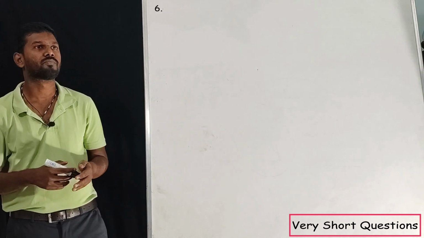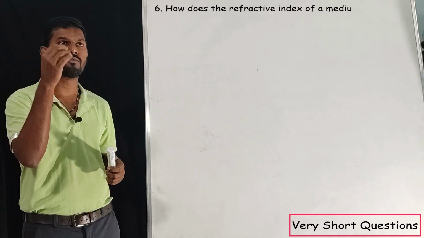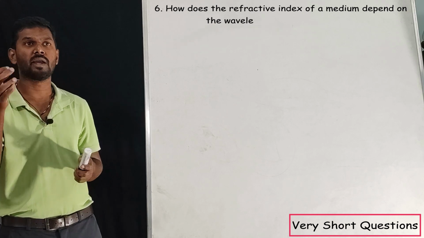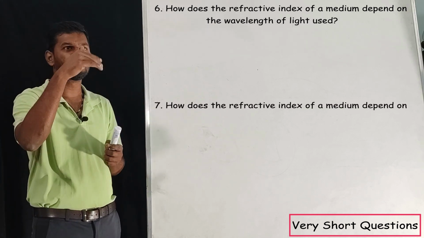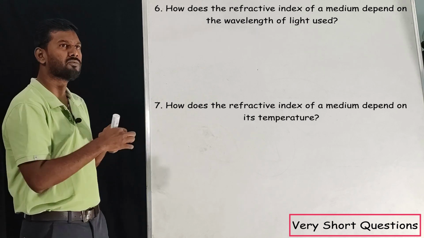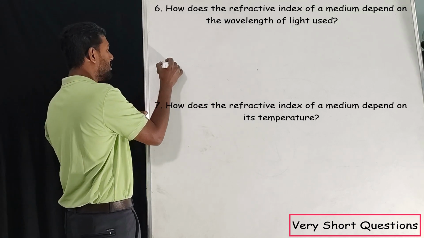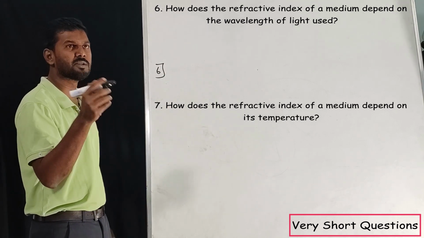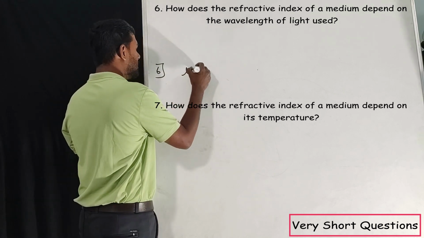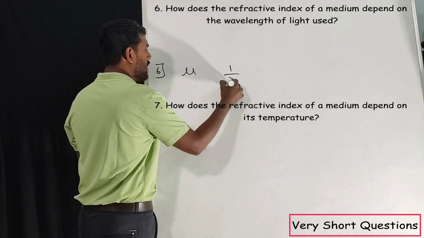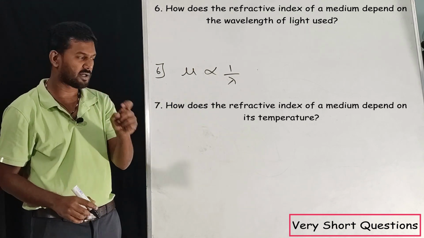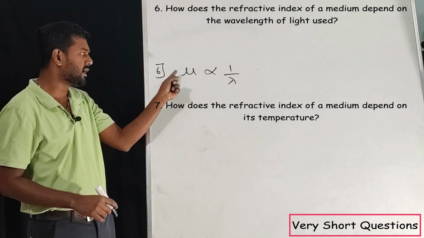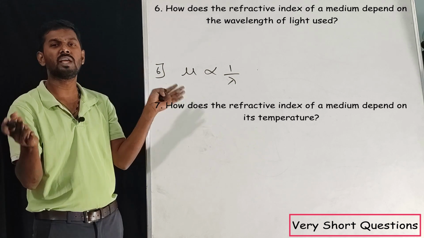Our next question. How does the refractive index of a medium depend upon the wavelength of light used? And there is one more sub question. We'll do it in the same slide, because both are the same kind. Question number 6. How does the refractive index depend upon wavelength? Very simple question. This we have learnt in the previous question. These two are inversely proportional. You should not write like this. You have to write it like: wavelength and refractive index are inversely proportional.